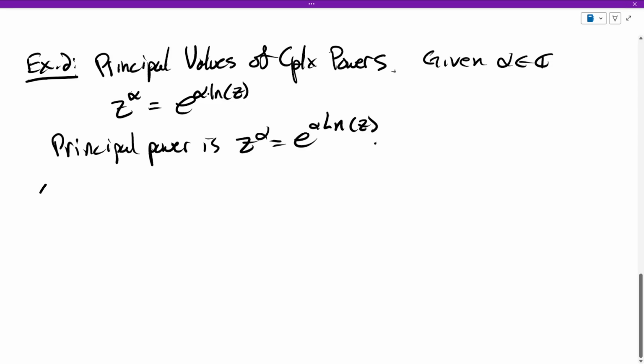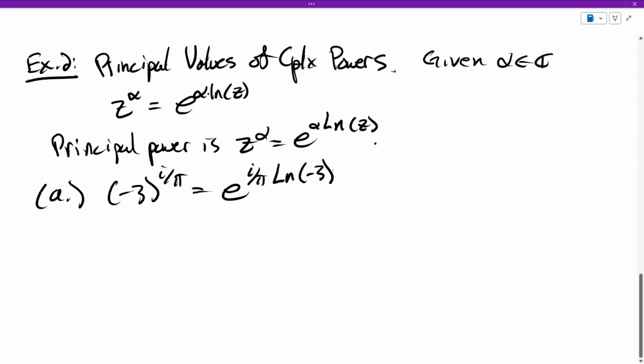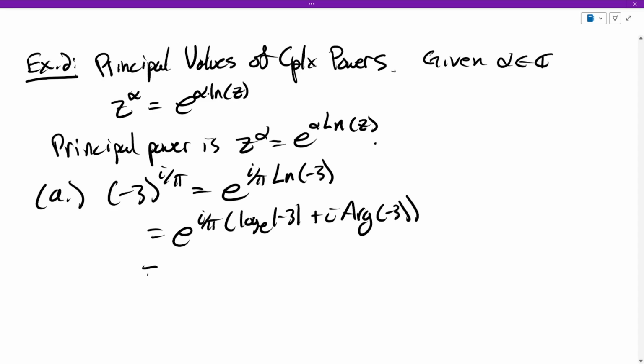Okay, so let's compute some examples. So let's look at -3 to the i over pi. And again, we're going to compute the principal value. So the rule is this should be e to the i over pi capital Ln of -3. And that's e to the i over pi, log base e of the absolute value of -3 plus i capital Arg of -3. And so that's e to the i over pi, log base e of 3 is as good as that gets. And then plus i times the argument of a negative number, which is pi.